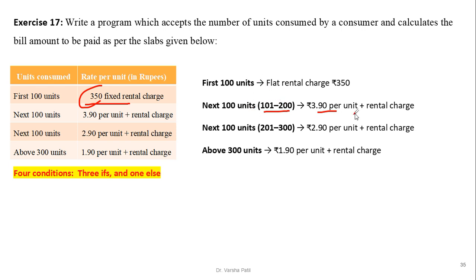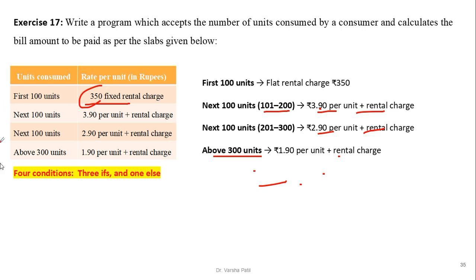And for the first 100 units we require to give the rental charge. For the next 100 units, so the next 100 units are 201 to 300. So for 0 to 100 we require the rental charge. Then for 101 to 200 we are giving 3.90, and for units exceeding 200 we are giving 2.90. And for above 300, for the first 100 it is the rental charge, for the next 100 it is 3.90 charge, for the next 100 it is 2.9 charge, and after that the charge is 1.90. I will explain with the example.